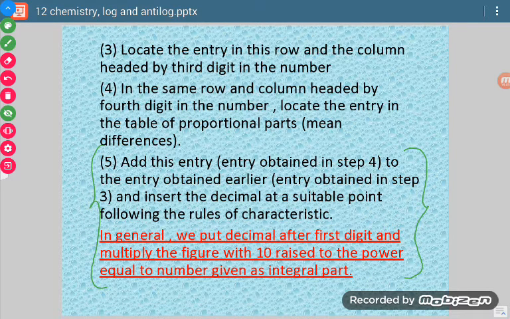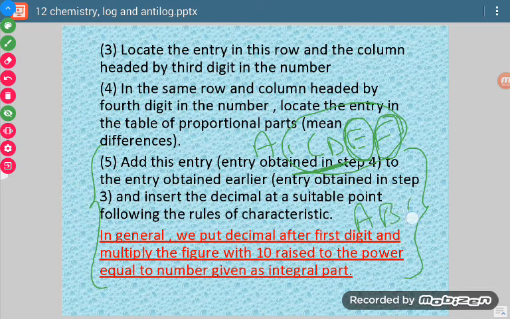Whatever number we are obtaining, suppose we were given a point C D E. Okay, this was given to us. Now how did we calculate? We considered only this part first of all. Then for point CD, in front of these 2 digits, we saw the value under E. Okay. Then in the mean differences, we saw the value under F. Then we added the values. Suppose we got this number, ABCD.